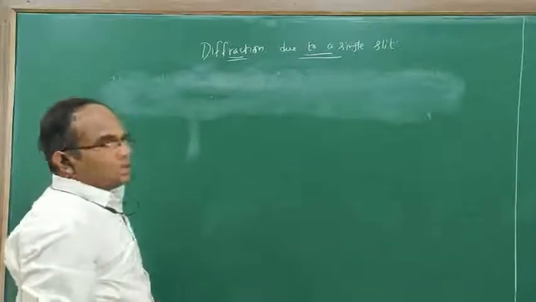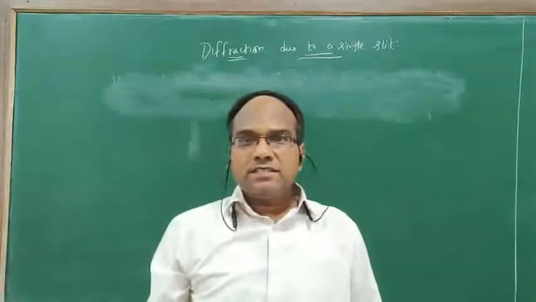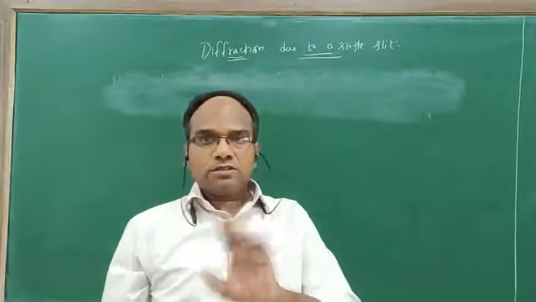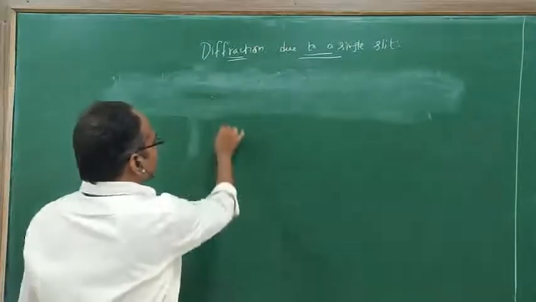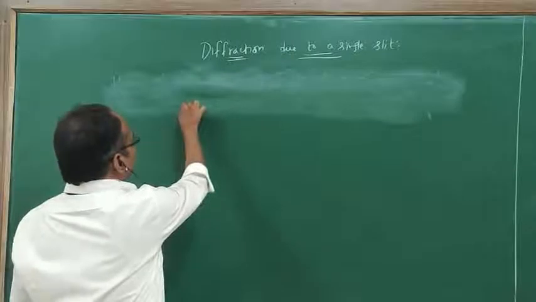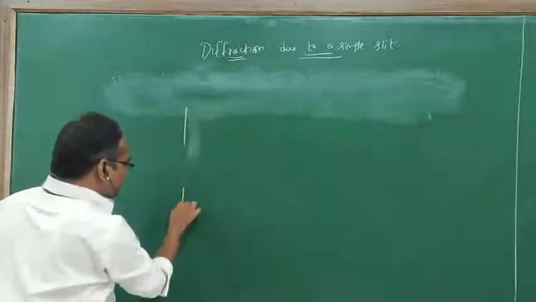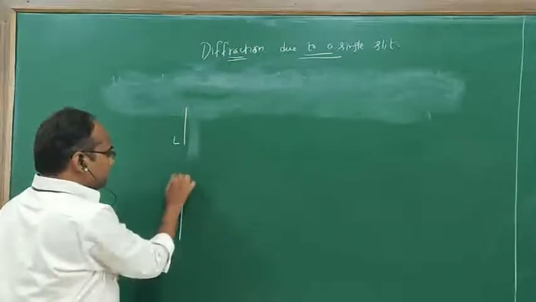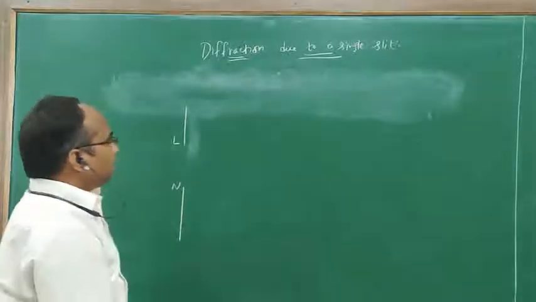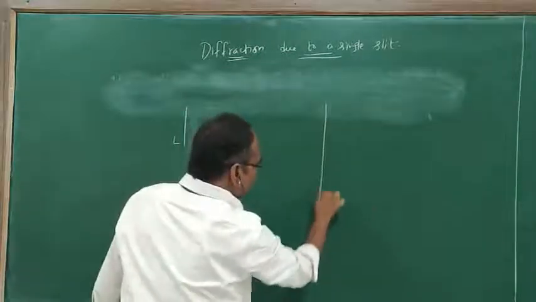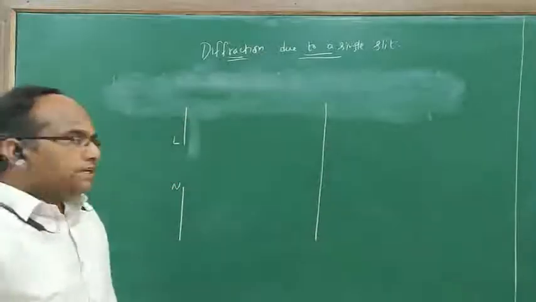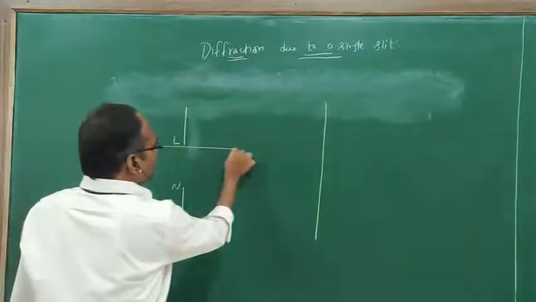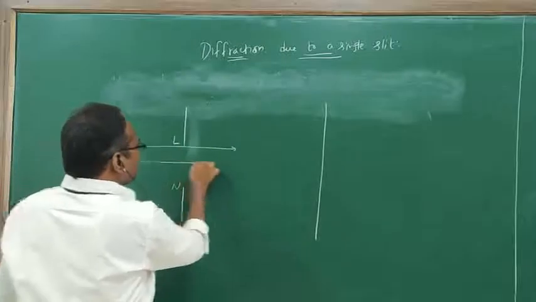Now here, diffraction due to a single slit. Single slit means we have to take only one slit, not two slits, only one slit. So here this is the slit, single slit. Now this is named as L and this is named as M. Okay. Now this is the screen. So from here, S is a source of light passing like this.